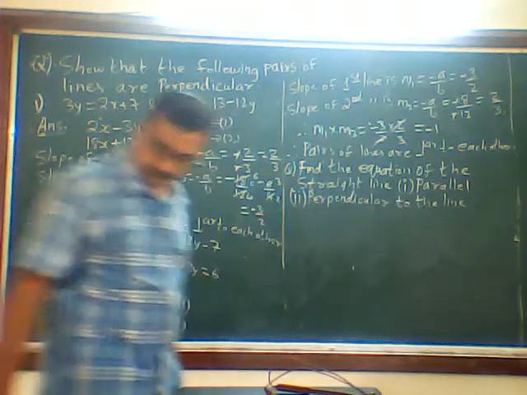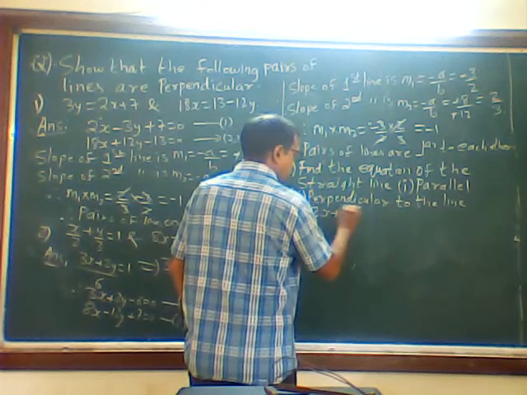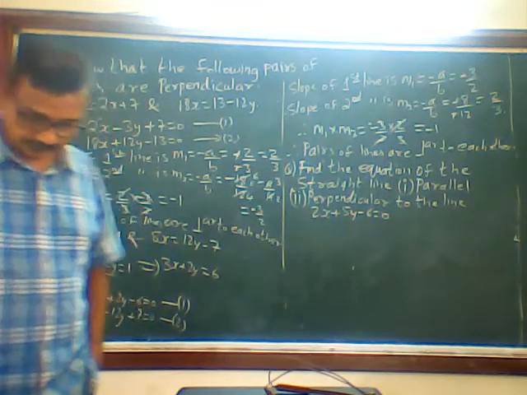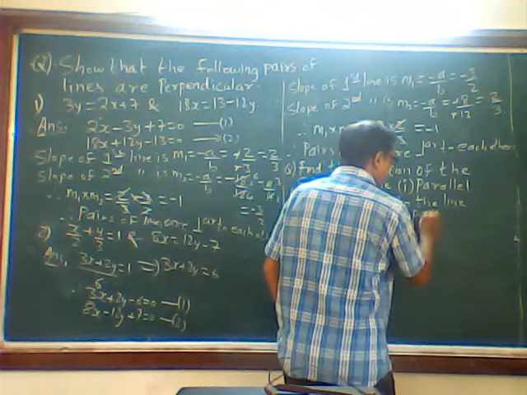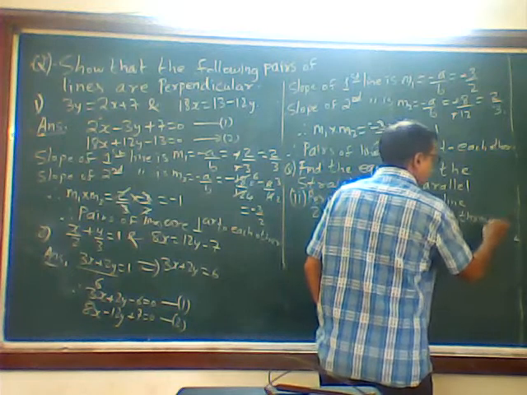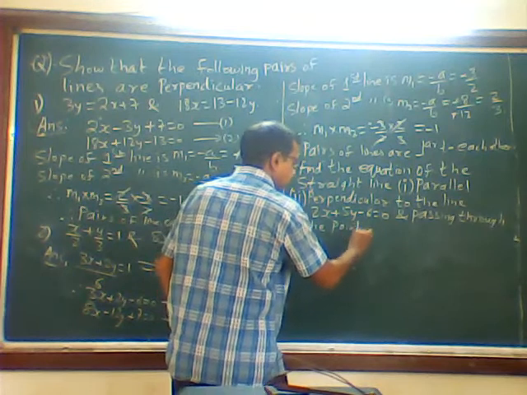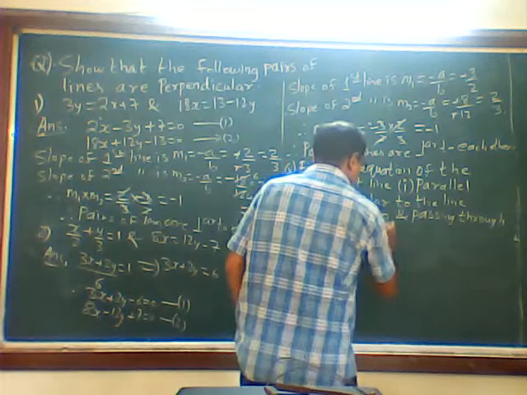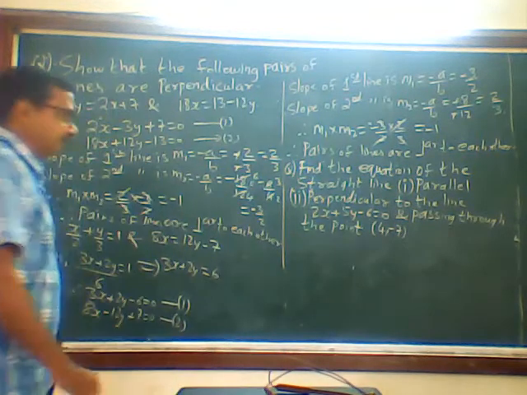What is that line? To the line 2x plus 5y minus 6 is equal to 0. And passing through the point 4 comma minus 7.